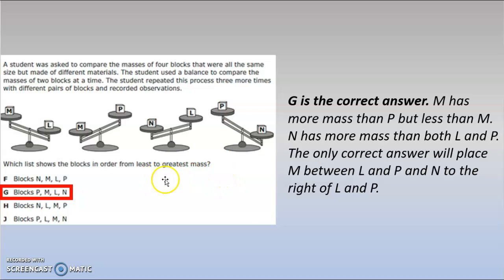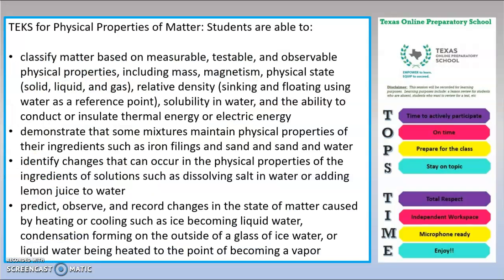Go least to the greatest. We know that P is the least, so that's going to be over here on the left. Next will be M, because M is more than L. Then L will be next, and then N will be the last. You really have to do a little bit of thinking about how these things compare in order to be able to get that done right.